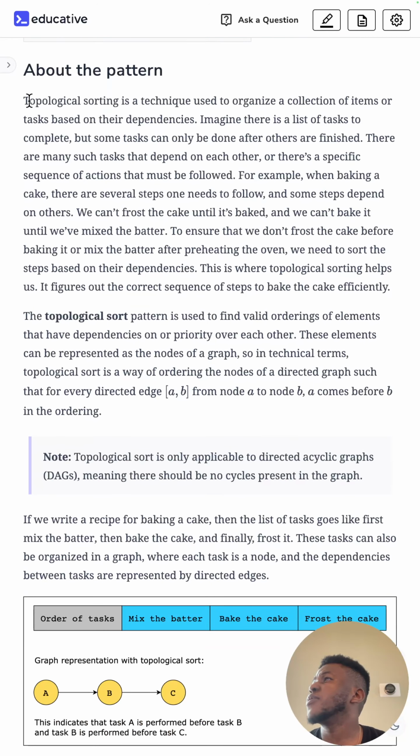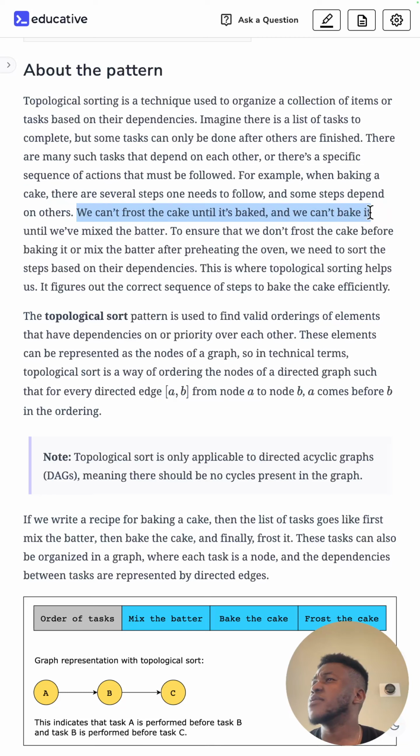It's a technique used to organize a collection of items or tasks based on their dependencies. Imagine there's a list of tasks to complete, but some tasks can only be done after others are finished. There are many such tasks that depend on each other, or there is a specific sequence of actions that must be followed. For example, when baking a cake, there are several steps one needs to follow, and some steps depend on others. Like when cooking something.